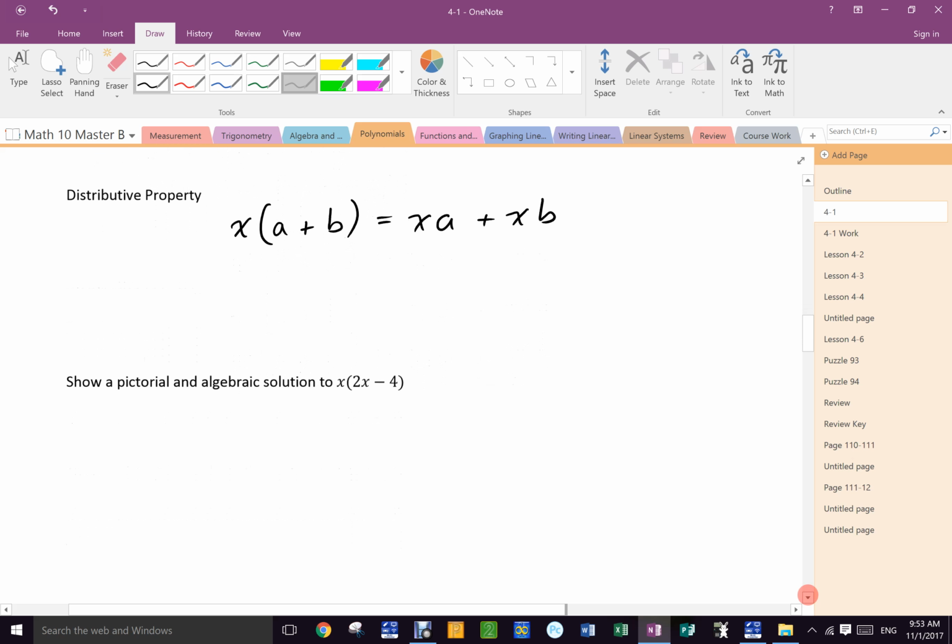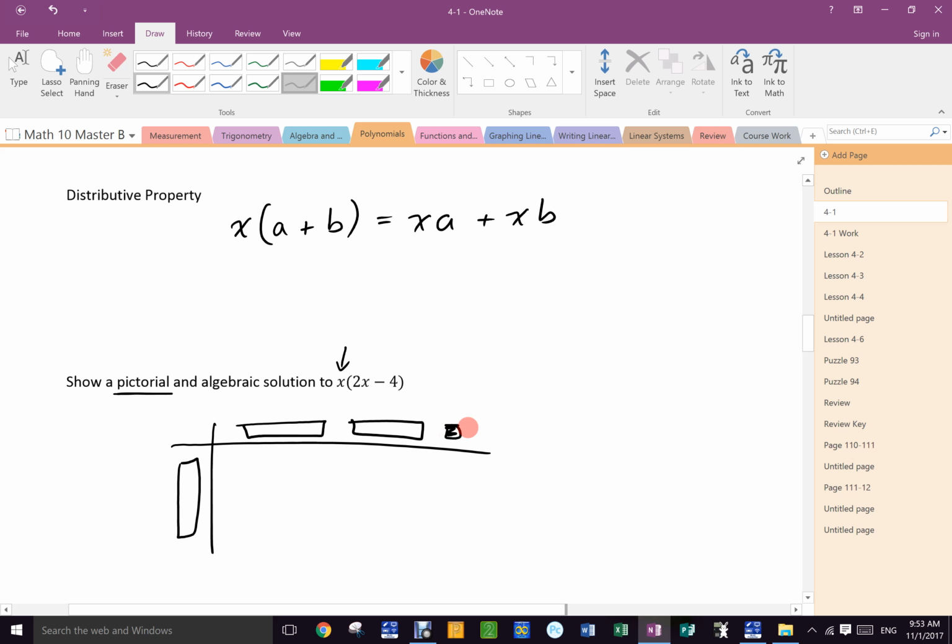All right? So, show a picture and an algebra solution. Like I said, we're only going to use it once or twice. For the picture, I have x, because that's one of the factors, so it's on the outside. And on the other side, I have 2 x's and negative 4, which means we just color in the boxes. Then the middle is where the answer goes.